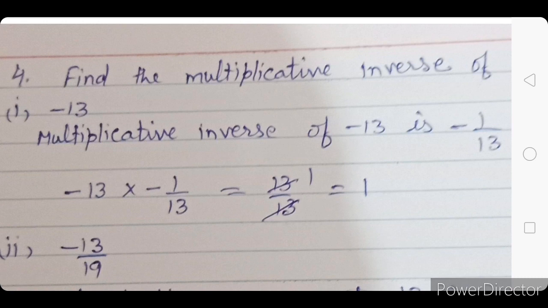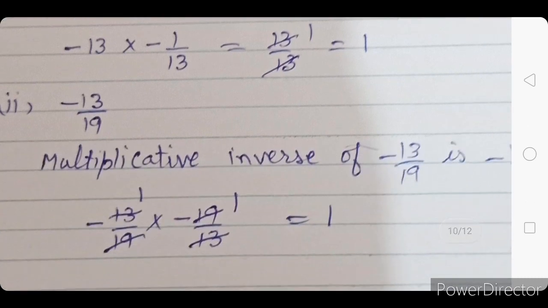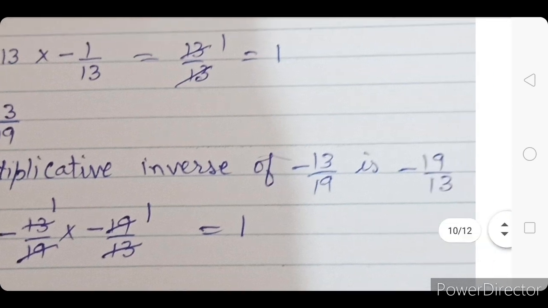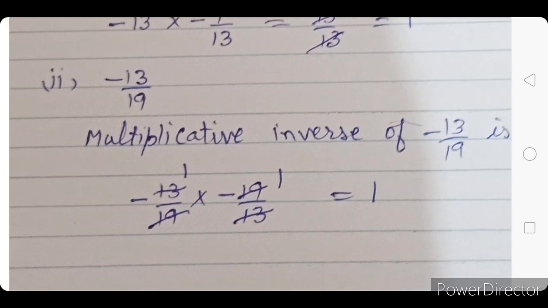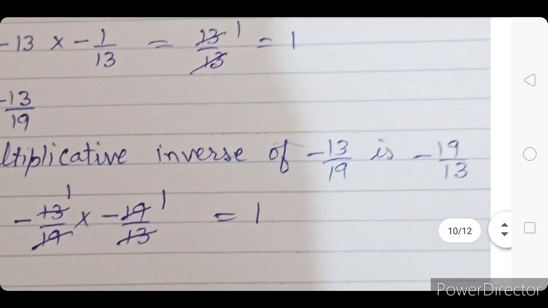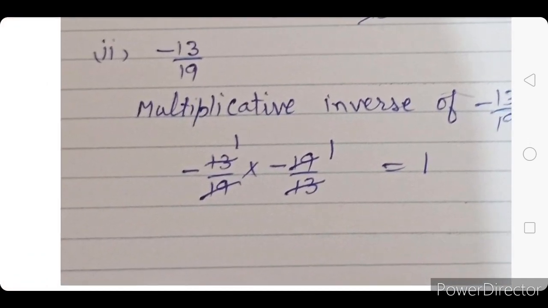Minus 13 into minus 1 upon 13, it is 13 upon 13, because minus and minus will become plus, and answer is 1. Then minus 13 upon 19, its multiplicative inverse will be minus 19 upon 13. 19 was in denominator, it will go in numerator. It is minus 19 upon 13. So when we will multiply these, answer will be 1.